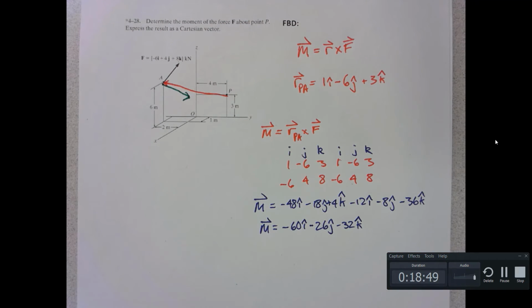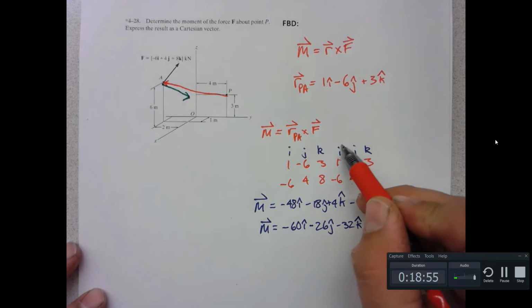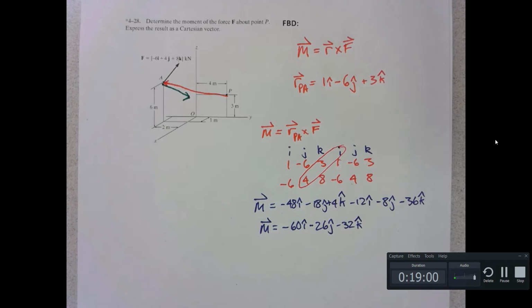Yeah, Max? Negative 12 i, because it's i times 3 times 4, and then when you're going back and to the left, you always put a negative in front of it.